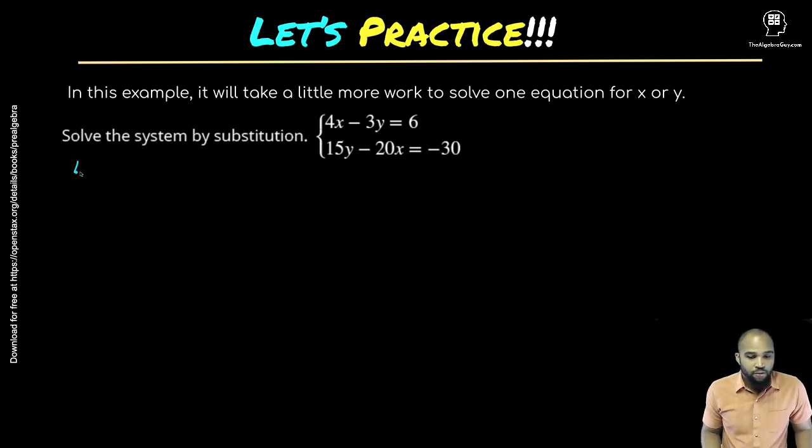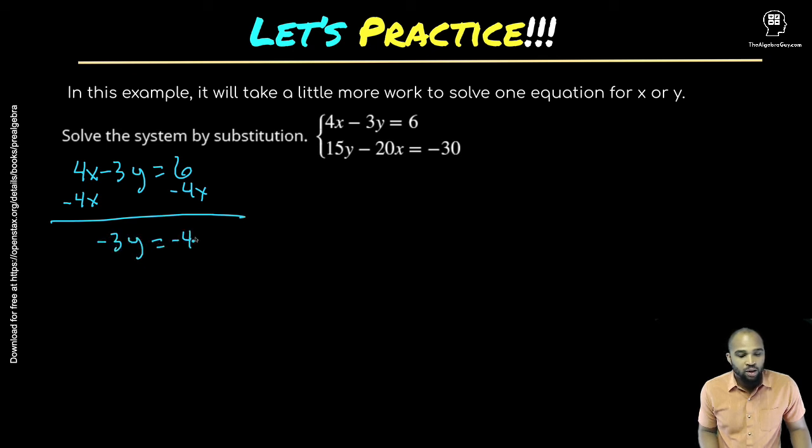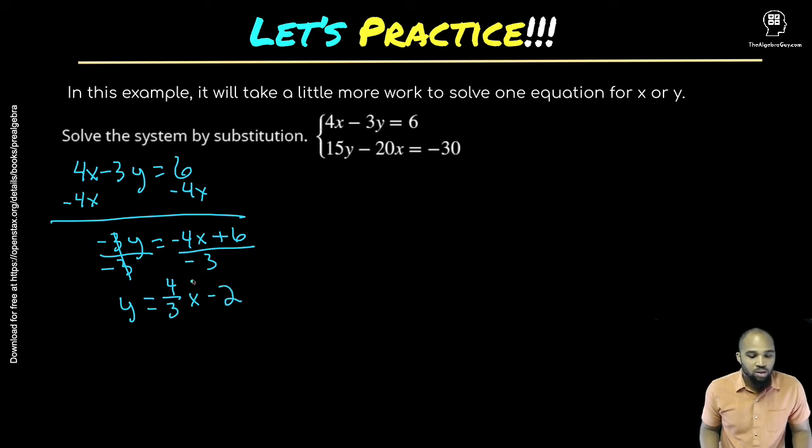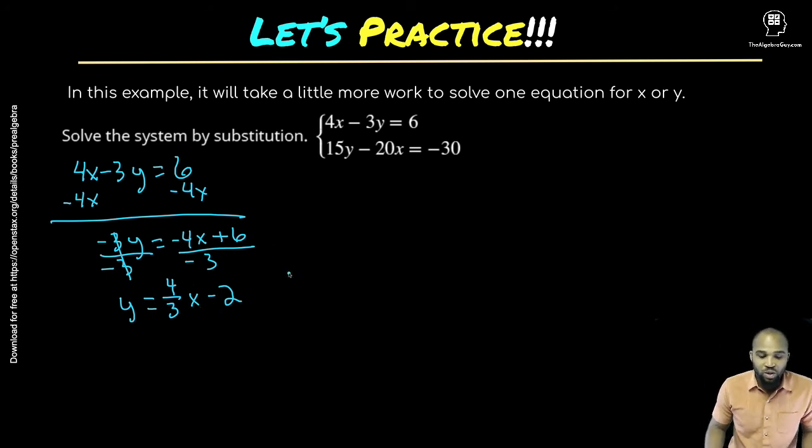All right, so let's get 4x minus 3y equals 6. So we're going to solve for y. So I'm going to subtract 4x. Subtract 4x. That leaves me with negative 3y equals negative 4x plus 6. Divide by negative 3. Divide by negative 3. These canceled out to give me y is equal to 4/3 x. 6 divided by negative 3 is a negative 2. So this is what my y equals. Ew, that doesn't look fun to deal with, but that's what it is. So we'll just work with that.